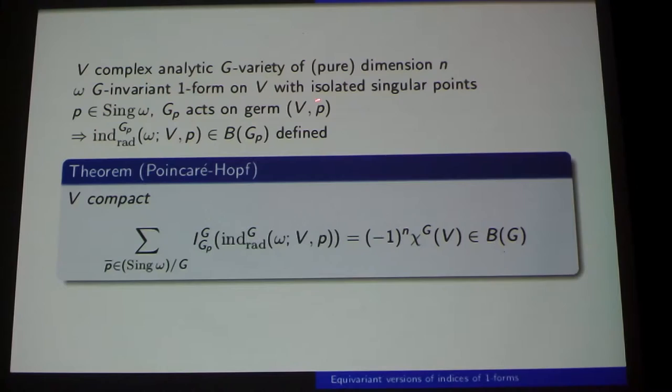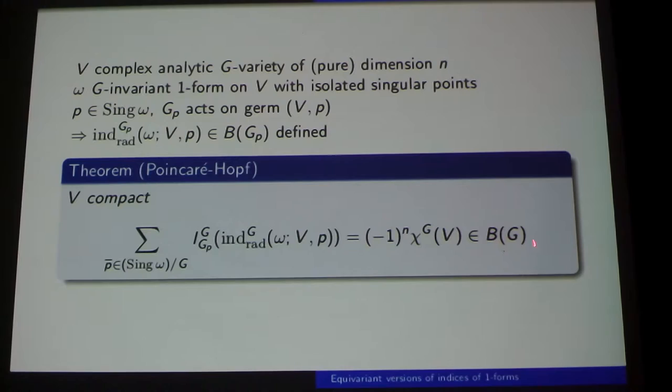And therefore we have this index for the isotropy group Gp, the Gp-equivariant radial index defined, and it is an element of the Burnside ring of the isotropy group Gp. And now we have a Poincaré-Hopf theorem such that if V is compact, then we can consider this induction map. So we have this induction map of this element of the Burnside ring of Gp. It maps to the Burnside ring of G. We sum over all these orbits, and then we get the equivariant Euler characteristic up to a sign. So this lives again in the Burnside ring of the group G.